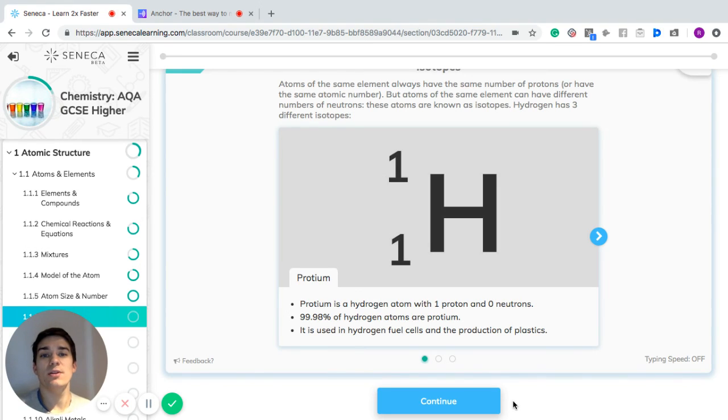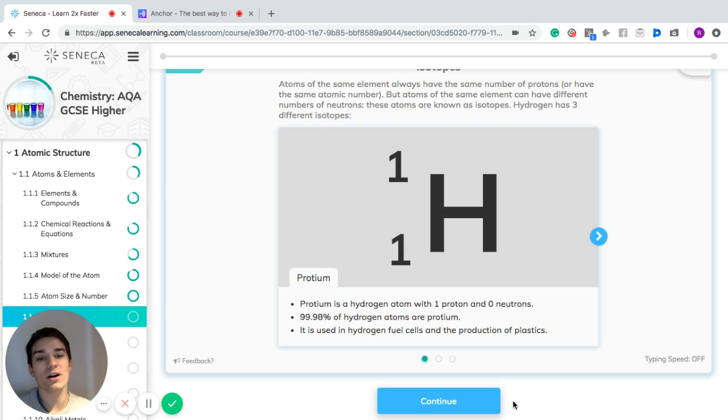So atoms of the same element always have the same number of protons, and therefore they'll have the same atomic mass as well. But atoms of the same element can have different numbers of neutrons, and these are known as isotopes. So for hydrogen, there are 3 isotopes. The most common one is called protium. This is a hydrogen atom with 1 proton and 0 neutrons.